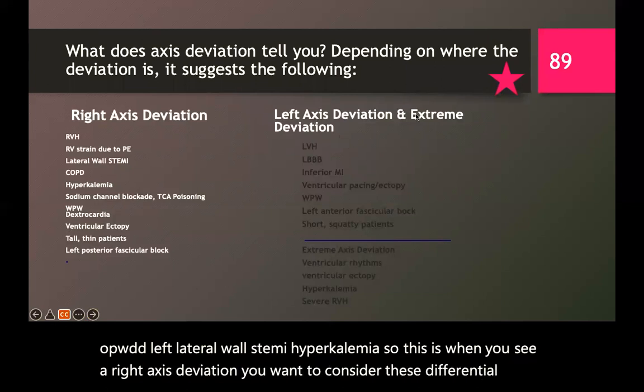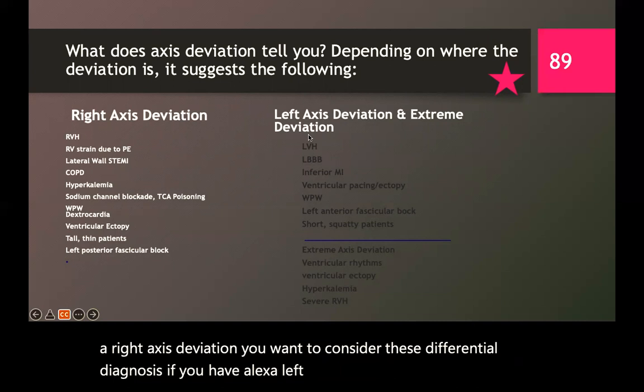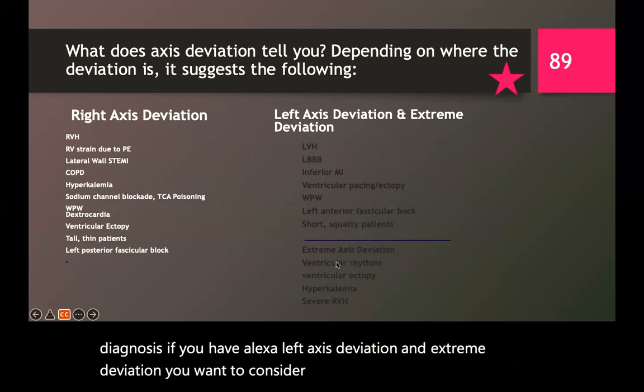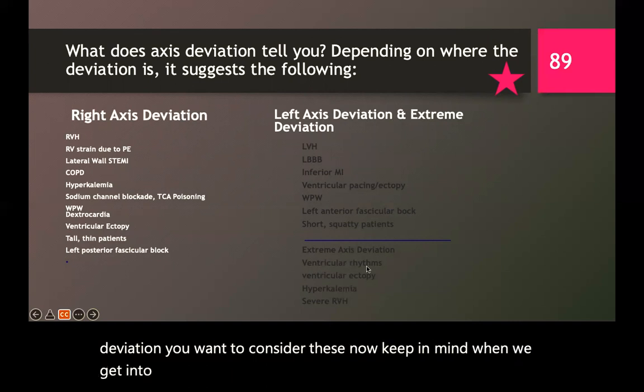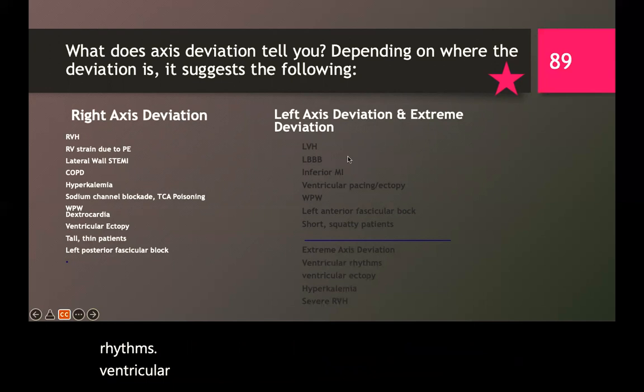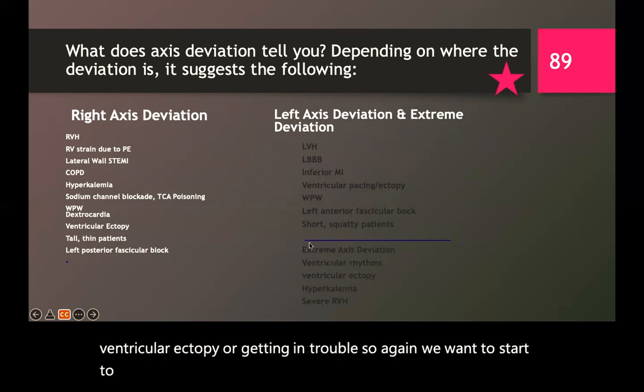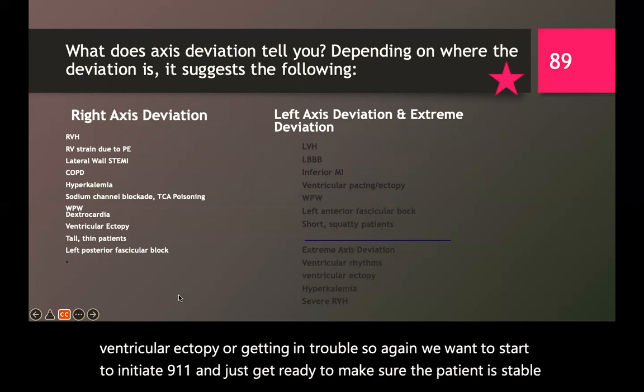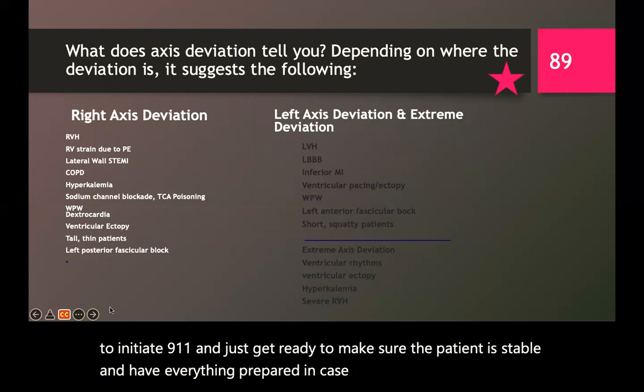If you have a left axis deviation, an extreme deviation, you want to consider these. Now, keep in mind, when we get into an extreme deviation and we're talking ventricular rhythms, ventricular ectopy, we're getting in trouble. So again, we want to start to initiate 911 and make sure the patient is stable and have everything prepared in case they become unstable.